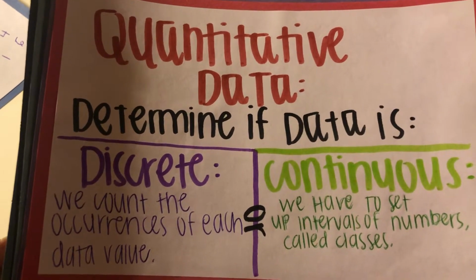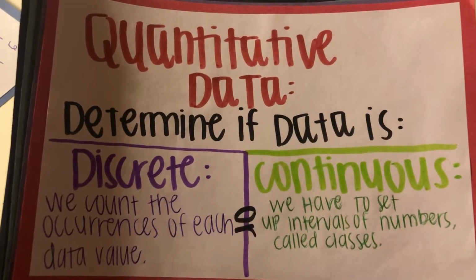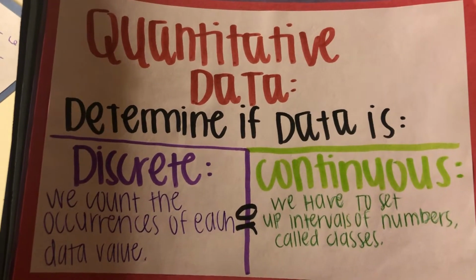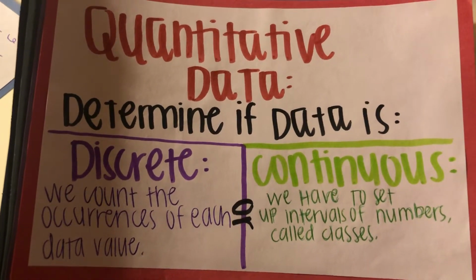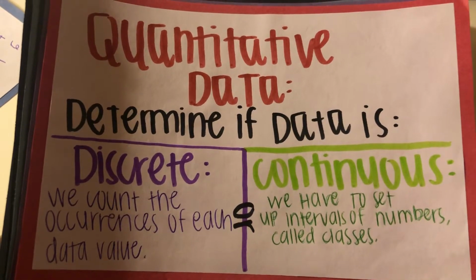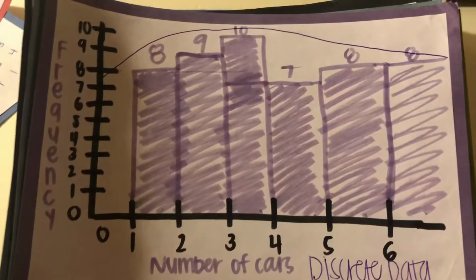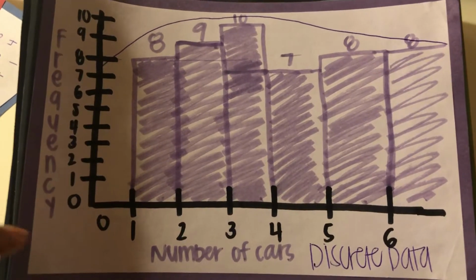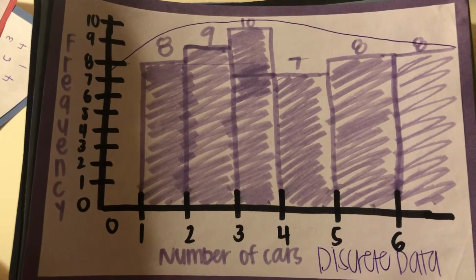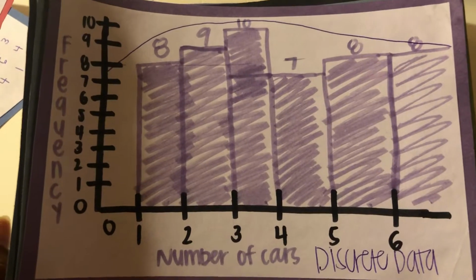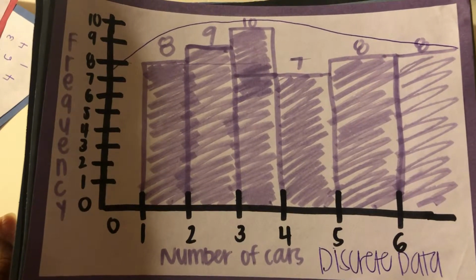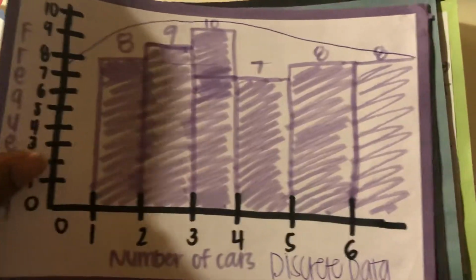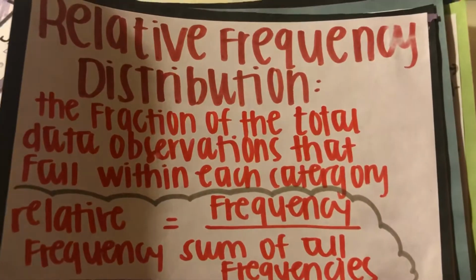You first must determine if the data is discrete or continuous. With discrete data, we count occurrences of each data value, but with continuous data, we have to set up intervals of numbers called classes. For example, this is the first example of a histogram. On the left side, you set up the frequencies, and on the bottom, you put the number of cars, and then you see the shape of the histogram. This is with discrete data.